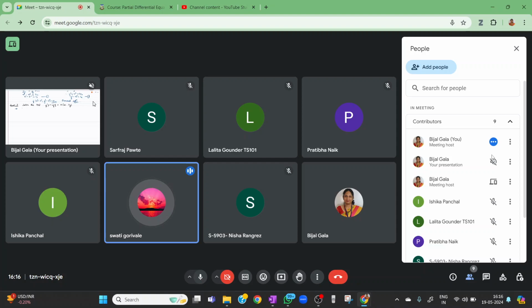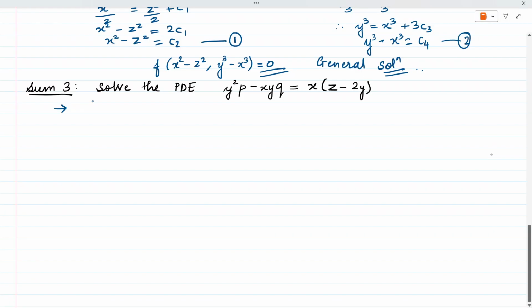It's dx upon y square is equal to dy upon minus xy is equal to dz upon x in bracket z minus 2y. Very good. It was such a simple question. Correct. So dx upon y square is equal to dy upon negative xy is equal to dz upon xz minus 2yz. I am opening the bracket.